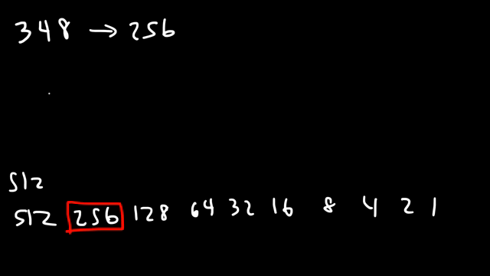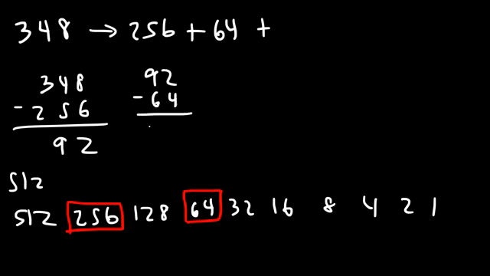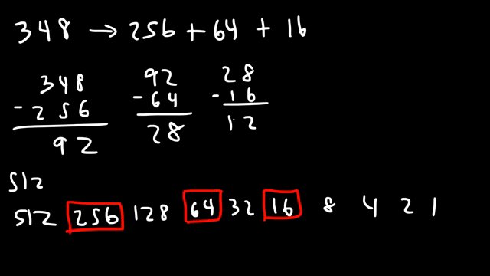Now, if you subtract 348 by 256, this will give you 92. Now, the highest number that is less than 92 at this point is 64. Now, if we do 92 minus 64, that's going to give us 28. The highest number under 28 is 16. So now let's subtract 28 by 16. That will give us 12.